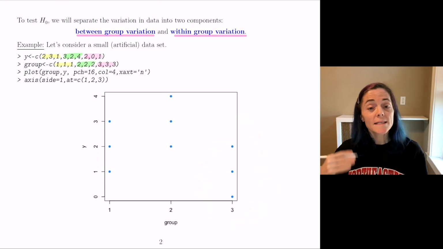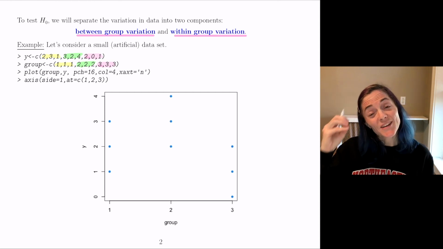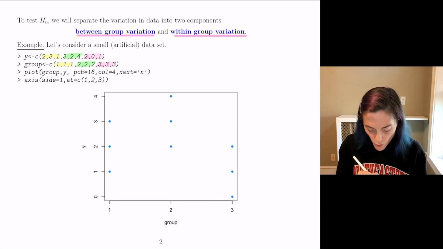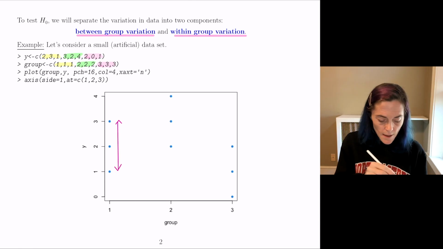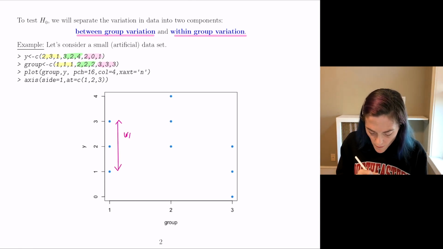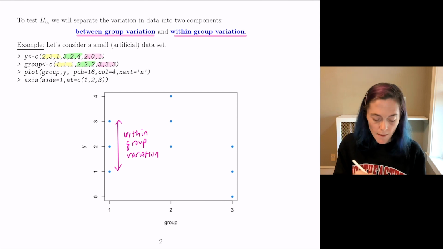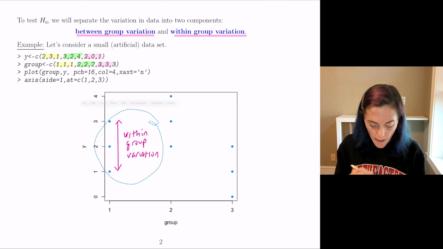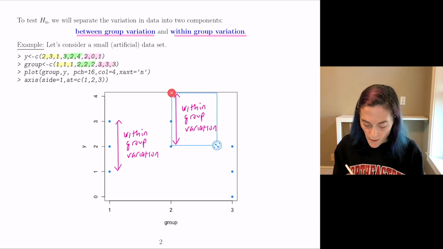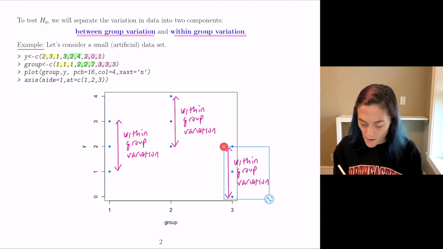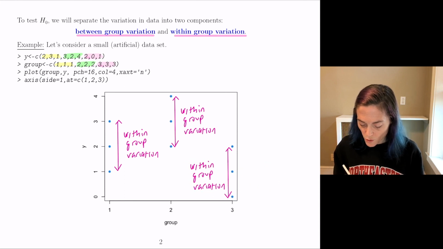What's the idea behind between group variation and within group variation? If we just look at group 1, this would be within group variation. Similarly, if we look at just group 2, here's our within group variation. And then if we look at group 3, here is our within group variation.